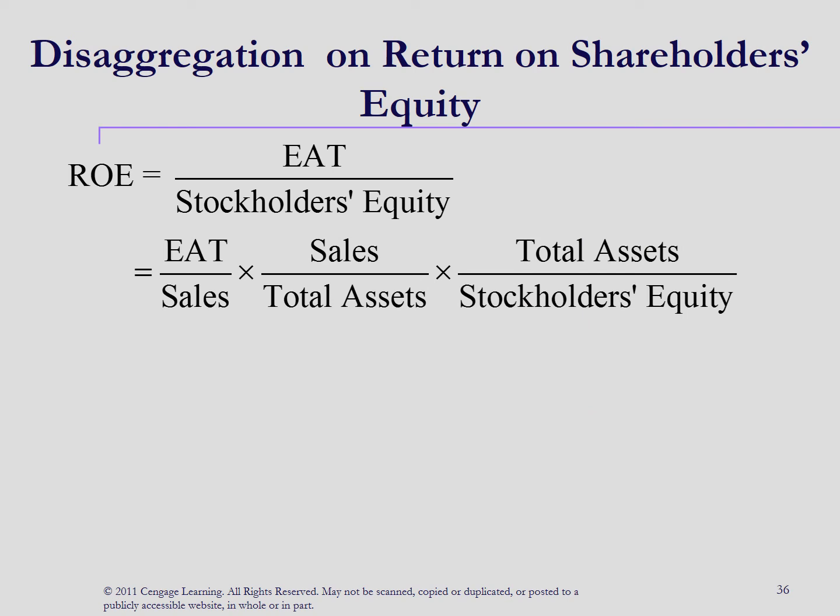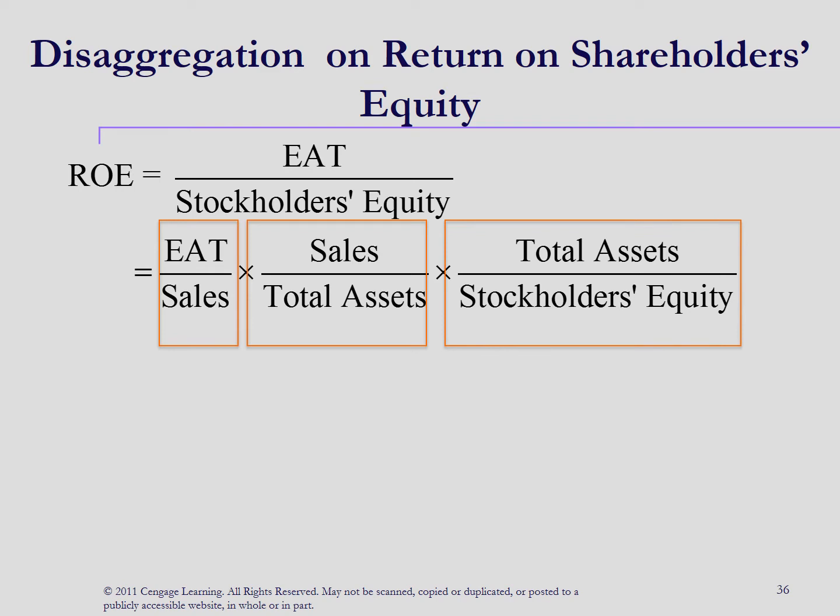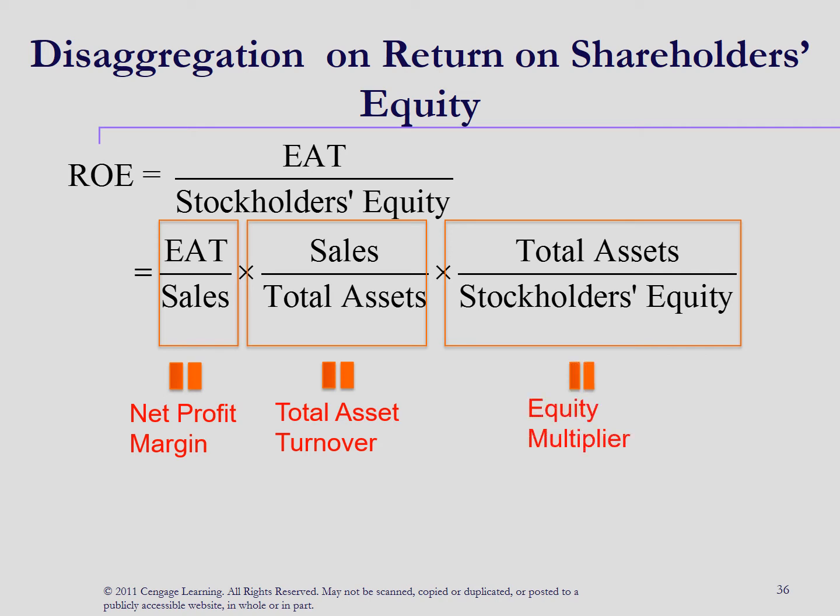Return on shareholders' equity is defined as earnings after taxes divided by shareholders' equity. We can disaggregate it into the product of earnings after taxes divided by sales, sales divided by total assets, and total assets divided by shareholders' equity. Earnings after taxes divided by sales, by definition, is net profit margin. Sales divided by total assets, by definition, is total asset turnover. Total assets divided by shareholders' equity, by definition, is equity multiplier.